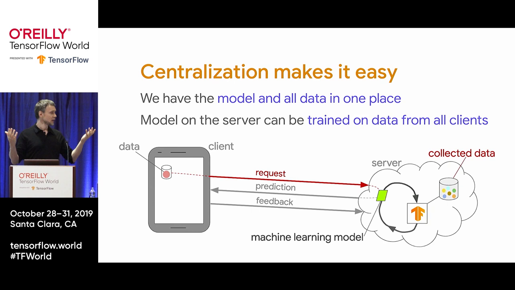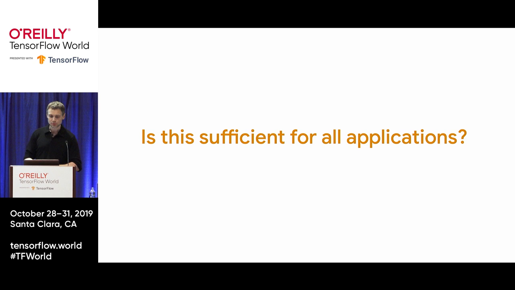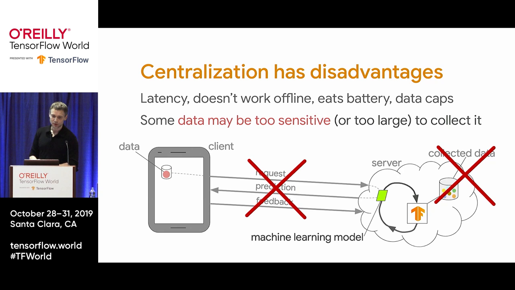All right, if it's so good, why change that? Well, actually, in some applications, it's not so great. First, it doesn't work offline. There's high latency, so applications that need fast turnaround may not work. All these network communications consume battery life and bandwidth, and some data is too sensitive, so collecting it is not an option, or too large. Some sensor data could be large. All right, so, okay, what can we do?